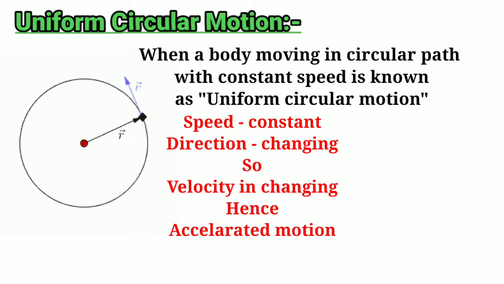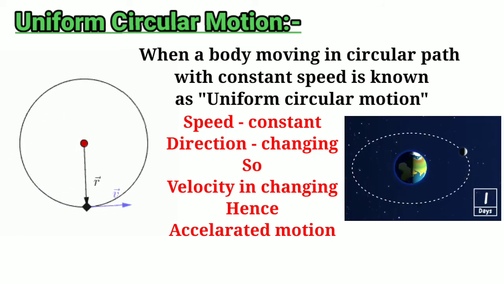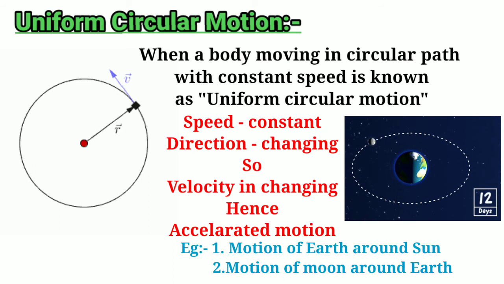So velocity is changing, hence the body is in accelerated motion. For example, universal bodies like Moon and Earth are moving with constant speed in an almost circular path. So we can say they are in uniform circular motion. Since velocity is changing, Moon and Earth are in accelerated motion. The acceleration acting towards the center is called centripetal acceleration.